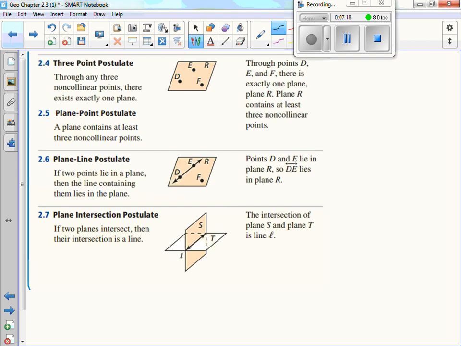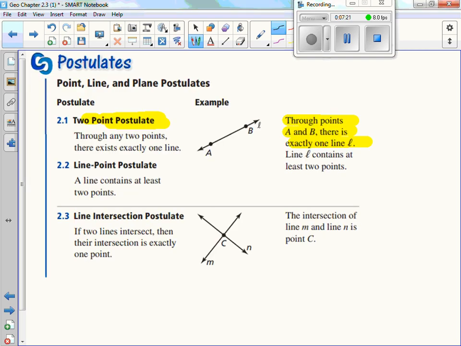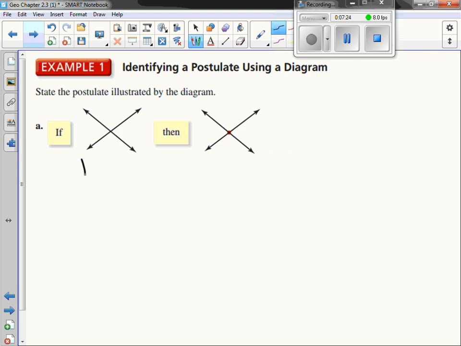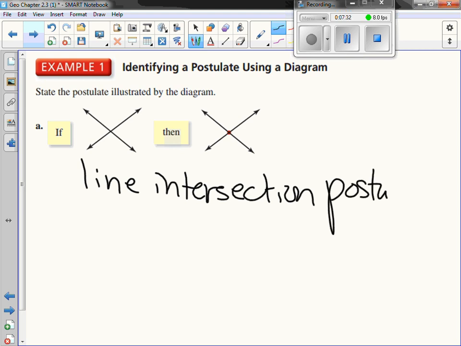So what's the postulate called? Line intersection postulate. Because the line intersection postulate states if 2 lines cross, then they cross at exactly 1 point. If 2 lines intersect, then they intersect at a point. And that's our line intersection postulate. So if this was a question on the homework, that's all we have to say. It's the line intersection postulate. That's what it's describing here. Questions on this one?